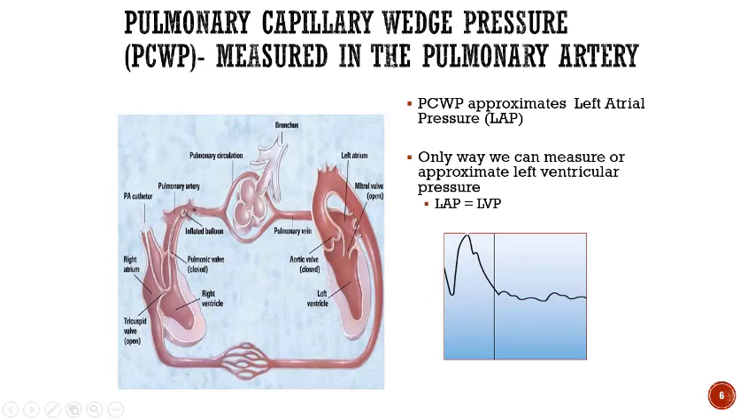So when you're talking about the pulmonary capillary wedge pressure, PCWP, it's a pressure that's measured in the pulmonary artery. And what it is used to kind of denote is what your left atrial pressure is. The only way that we can kind of gauge the left ventricular pressure is to know the left atrial pressure. So it's like we put something in your artery to measure something else, to approximate something else.